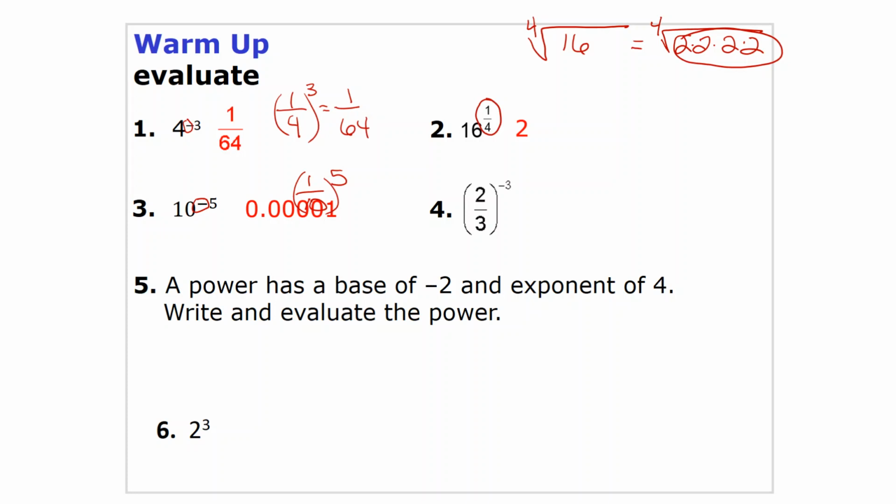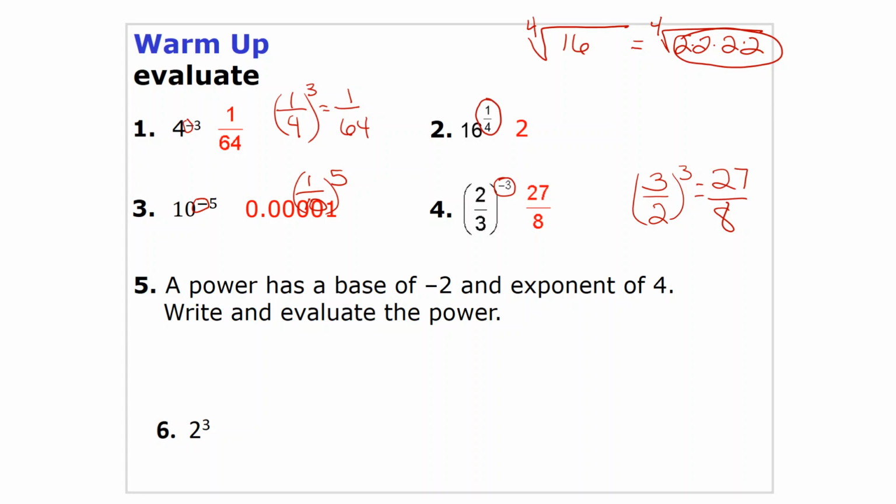All right, and then next we have 2/3 raised to the negative 3. Again, that doesn't mean minus, it means do the reciprocal. So we're going to say 3 over 2, and that is going to now be to the third power. 3 times 3 times 3 is 27. 2 times 2 times 2 is 8. And there's our answer.